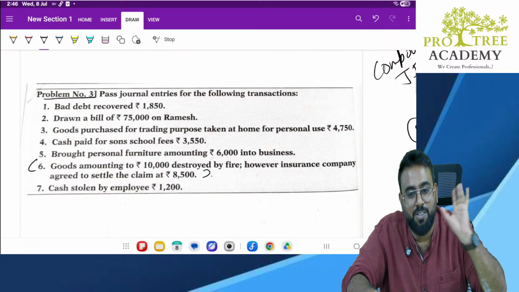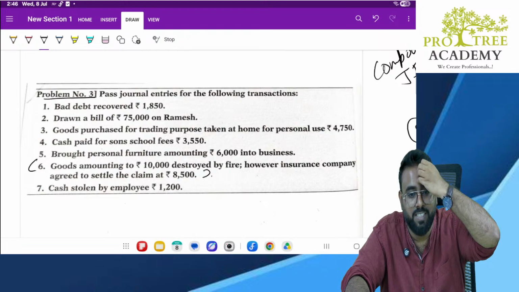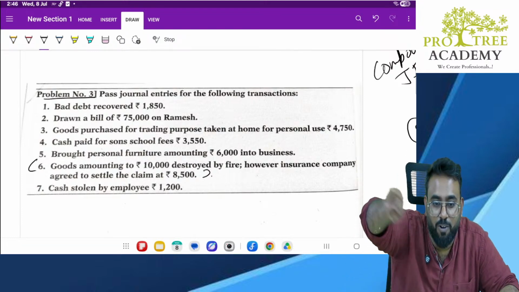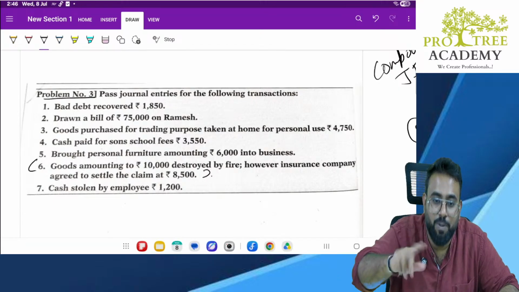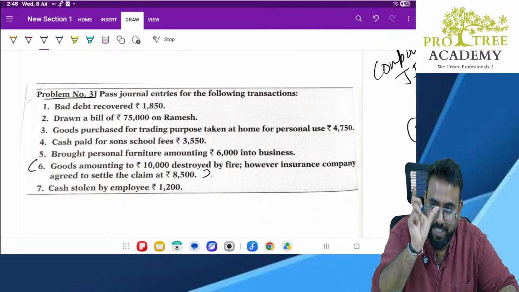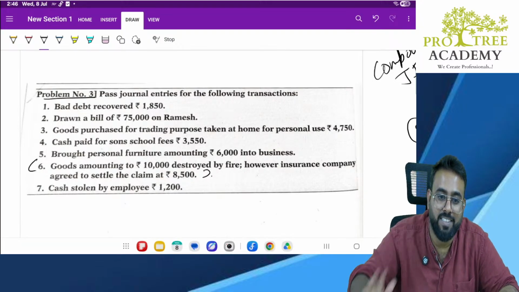Sir, earlier you said goods I lost is 10,000. So you transferred 10,000 rupees. Goods lost by fire. Now you are saying I am receiving 8,500 out of 10,000. So how much is the effective loss? 1,500. So how much should be in the goods lost by fire account if you open it? How much should be the balance?